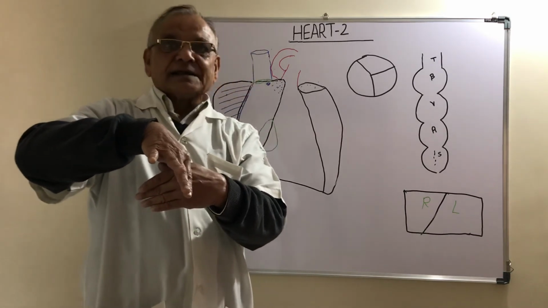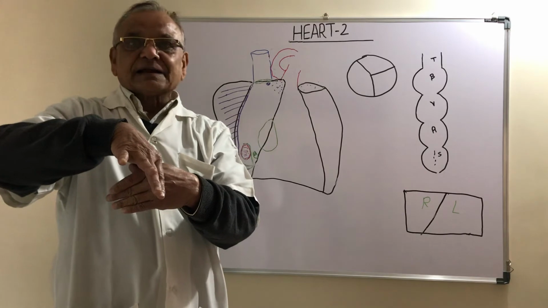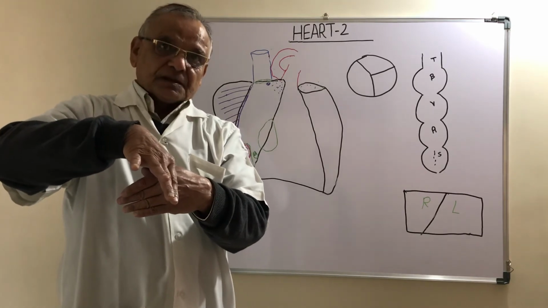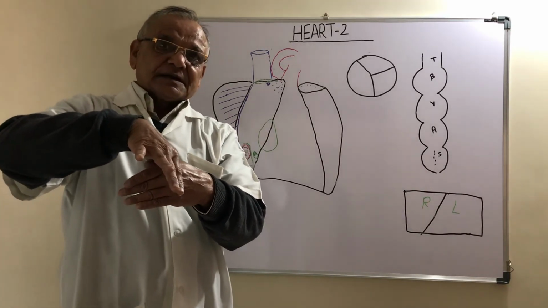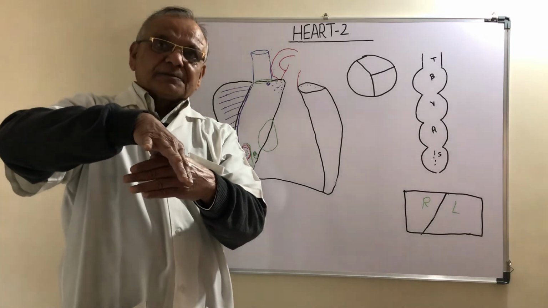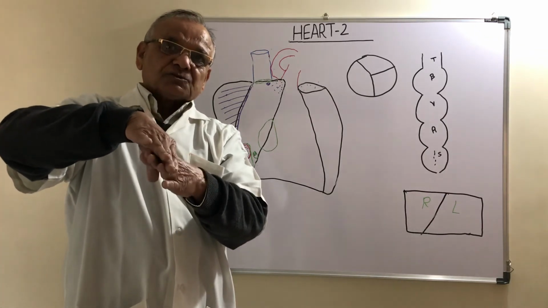So blood from the right atrium goes directly to the left atrium. When the pressure in the left atrium increases, it pushes the septum primum back to its position, so the opening is closed.